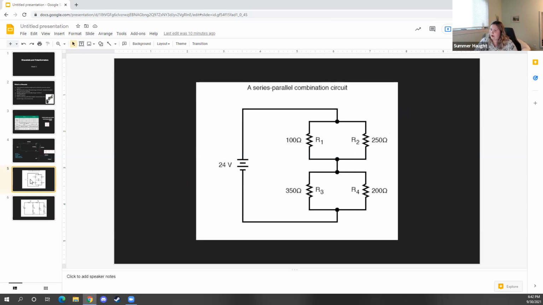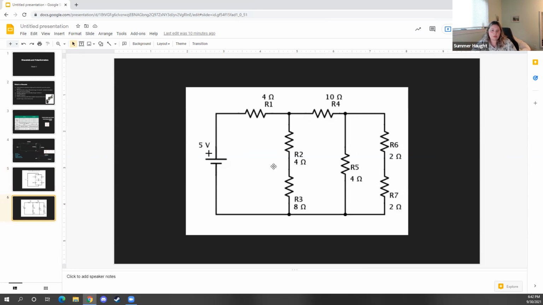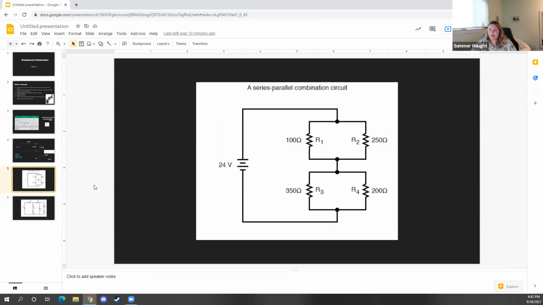So that's kind of what I was talking about when you both hopped on. In this situation, you have multiple different resistors in the circuit. But some of them you can treat as a series, and some of them you can treat as a parallel, and knowing the difference is important.